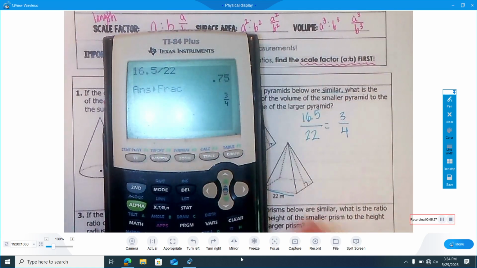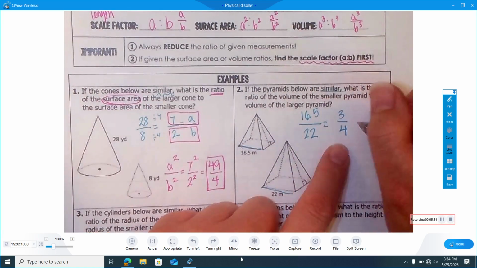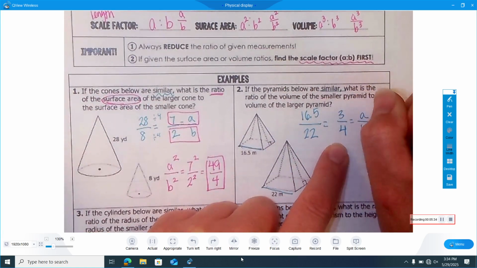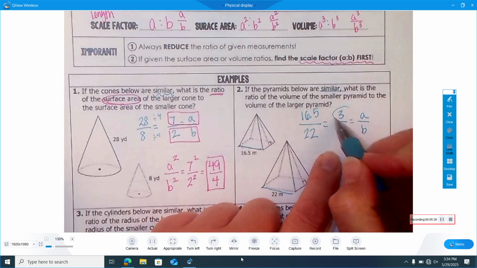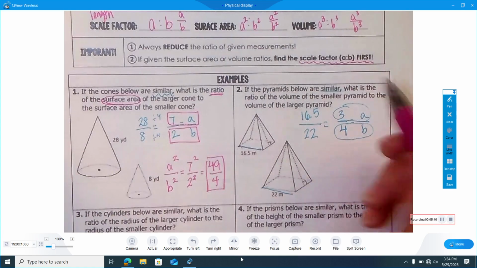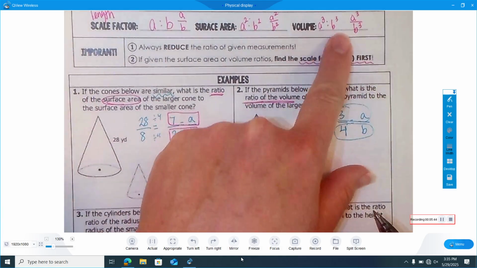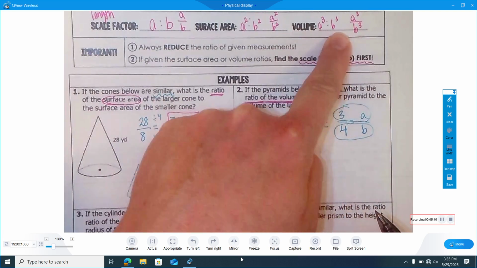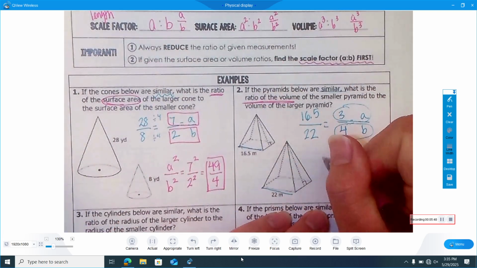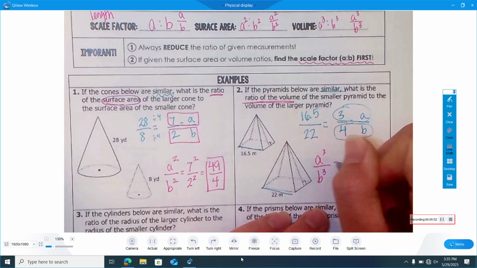And so what that is giving me is my scale factor. That's going to give me my A and my B. So my A is equal to 3 and the B is equal to 4. Now it wants us to find the ratio of the volume. So volume is going to be cubic A's and B's. So to find the ratio of the volumes, it's going to be A cubed over B cubed.